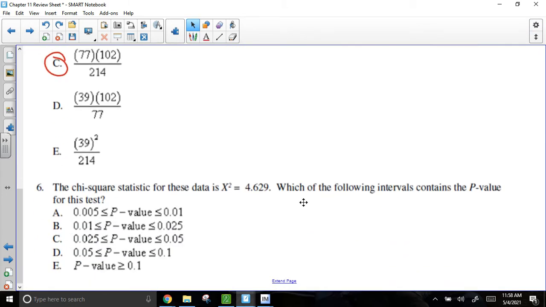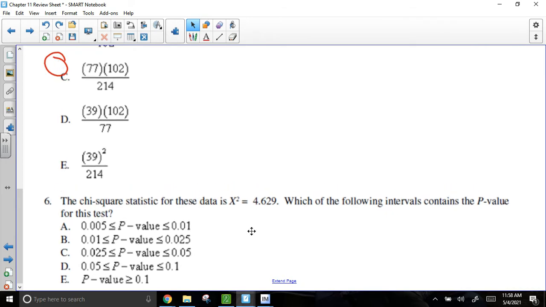Now, number 6, it says the chi-squared test statistic for these data is chi-squared equals 4.629. Which of the following intervals contains the p-value? Now, the reason they give it to you as intervals is because if you were using the chart that I gave you in your manila folders, the chart gives it to you as a range of p-values, not an exact p-value. But since I didn't teach you how to use the chart, I would just type it into the calculator.